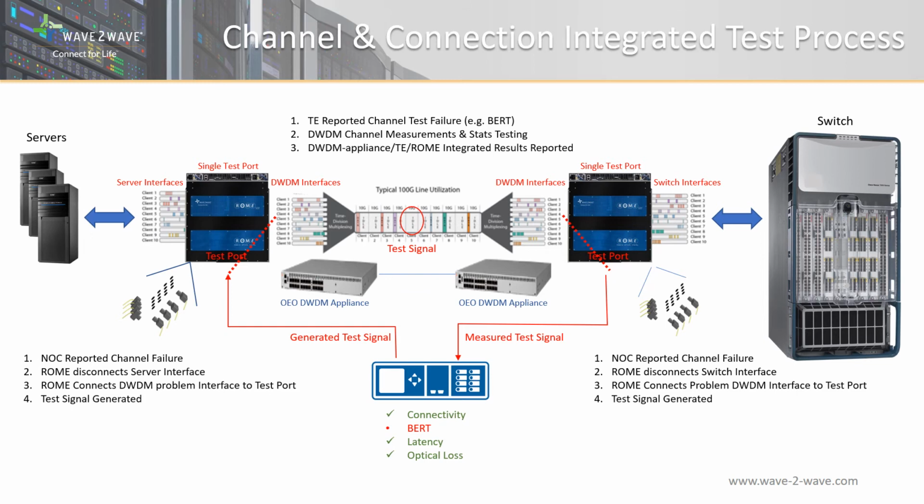Let's assume the NOC reported a traffic failure between a server and a switch port. Upon notification, the Roam fiber switch can be pre-programmed to automatically disconnect the server-side interface on the left unit and switch-side interface on the right unit. Roam then connects the test port to the DWDM problem channel on both units. The test signal is then automatically generated and measured by the test equipment, such as a bit error rate test, over the DWDM channel. If there is a channel problem, Roam can switch the server side to a predetermined protection port, and the DWDM channel card can then be replaced.